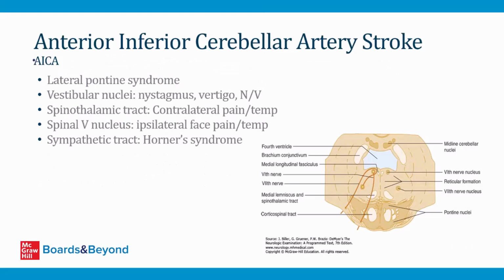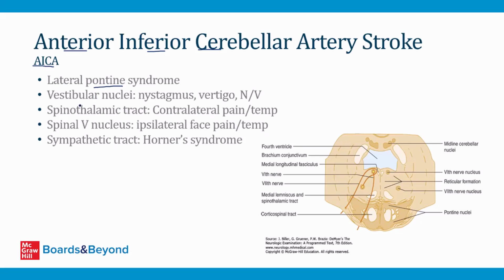Okay, next let's talk about strokes involving the AICA, which is the anterior inferior cerebellar artery. Strokes involving this vessel lead to a lateral pontine syndrome, and it gets its name because you have damage to structures found in the lateral portion of the pons. And I talk about all these structures in detail in the videos on the brainstem. So what do you find in the lateral pons?